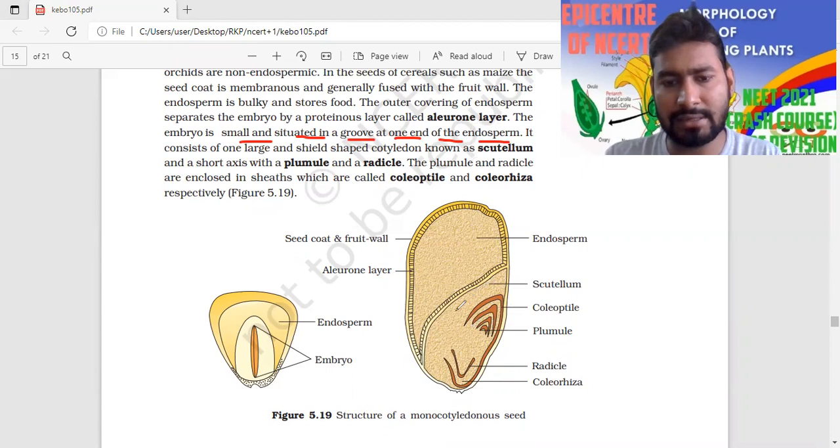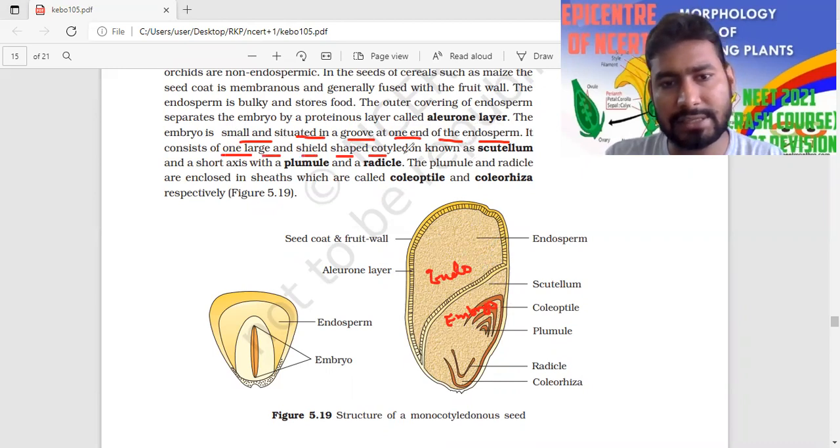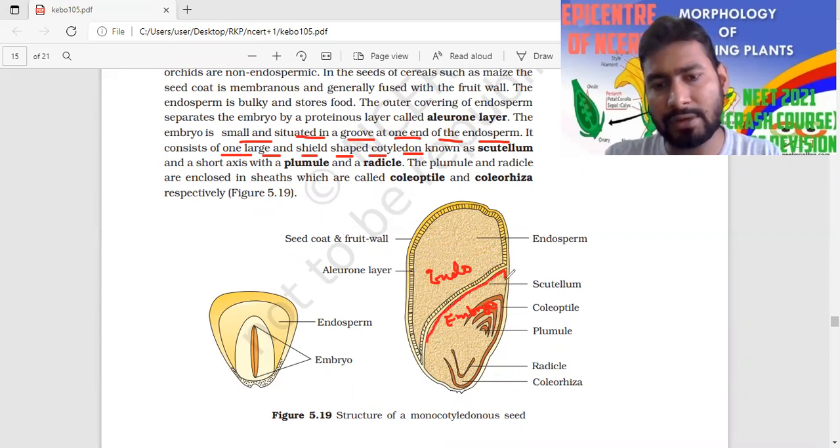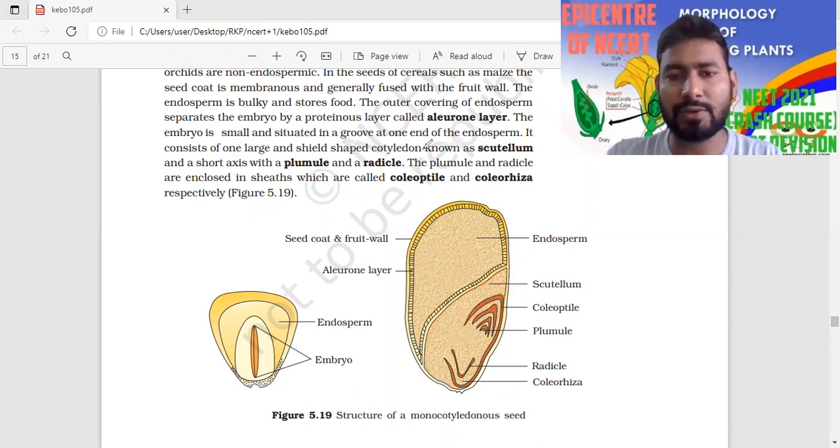Now you can see the structure of the embryo, and here the endosperm. The maximum portion is occupied by the endosperm. The embryo consists of one large, shield-shaped cotyledon, known as the scutellum. Very important. This is a PYQ, already asked in previous year questions.